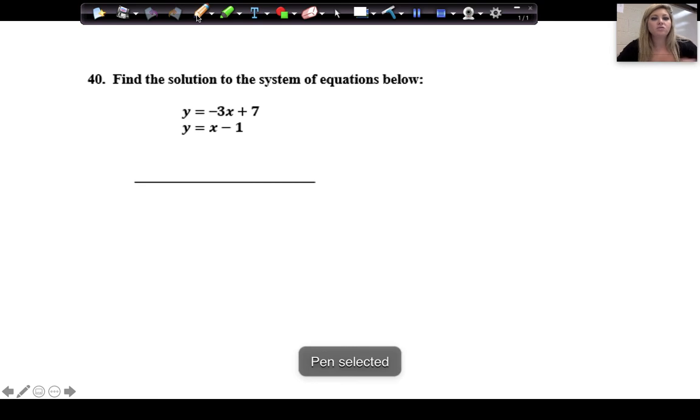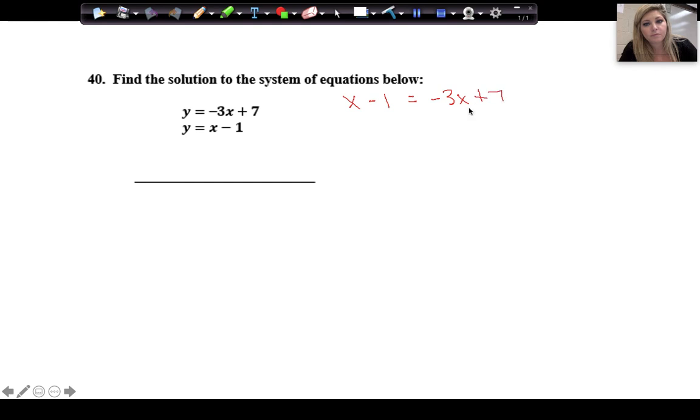Okay, find the solution. Because these are both equal to y, we can set them equal to each other, and then we can solve for x. Remember, we want all of our variables on one side together, so I'm going to add 3x to both sides here. This is going to cancel because a negative 3x plus 3x gives us 0, so we're left with positive 7 on the right. Okay, and then x plus 3x gives us 4x.